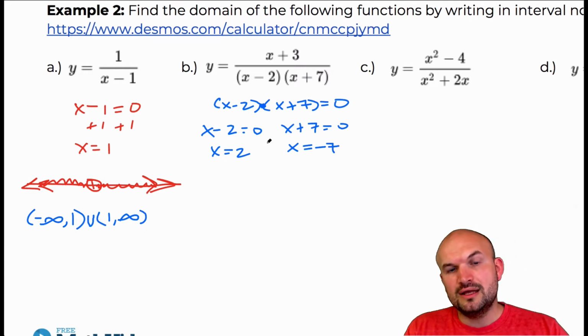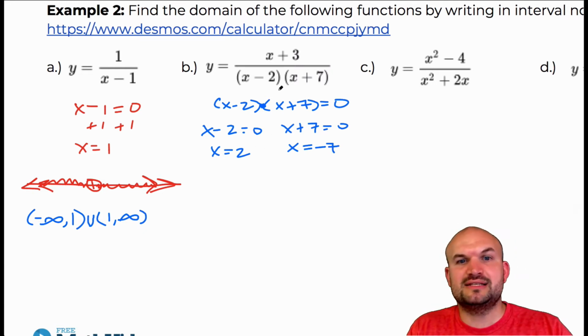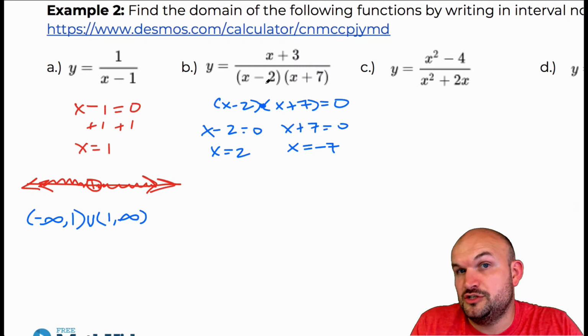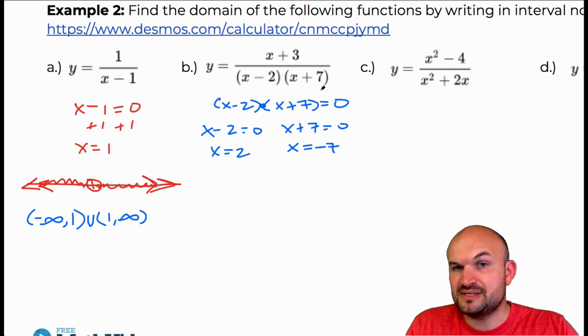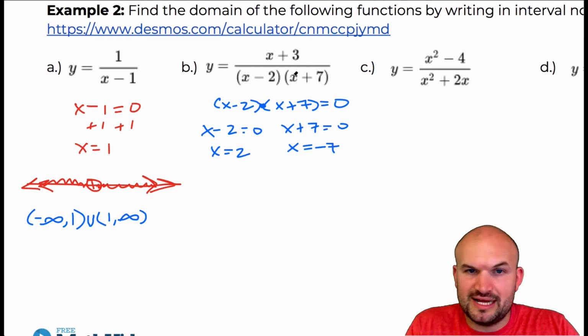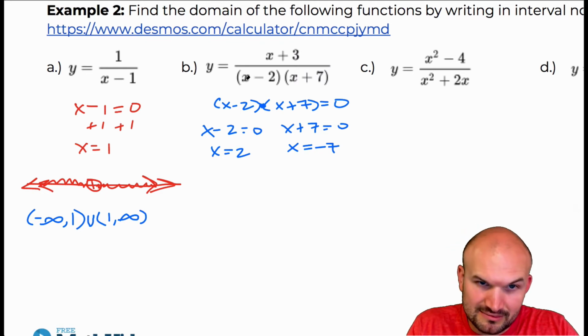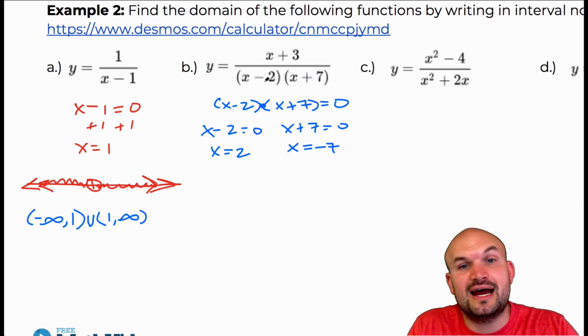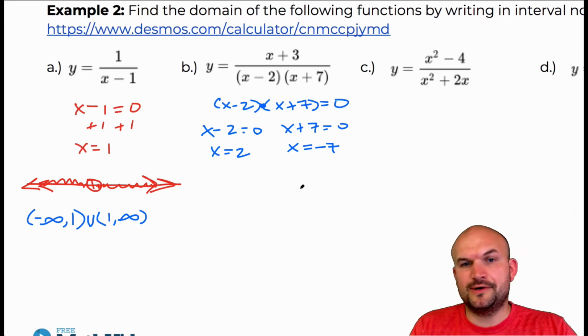All right, so let's just verify again. These are the values that make the denominator 0. If I plug 2 in, 2 minus 2 is 0. 0 times anything is going to be 0. Negative 7, plug negative 7 in for x here. Negative 7 plus 7 is 0. 0 times negative 9 or really anything is going to be 0. So these are the two values that are undefined for my function.